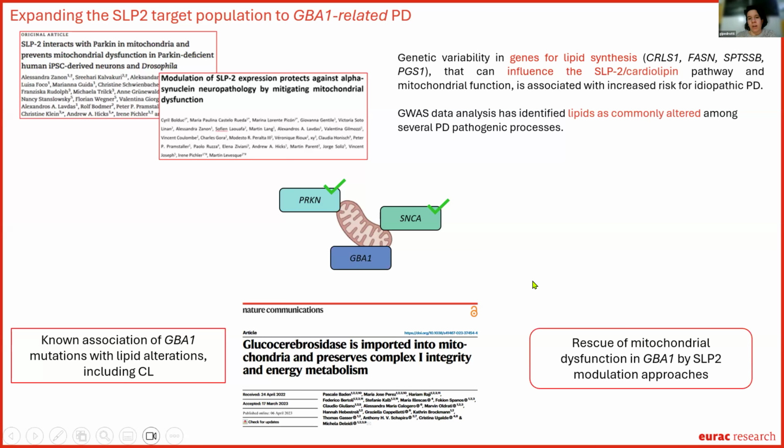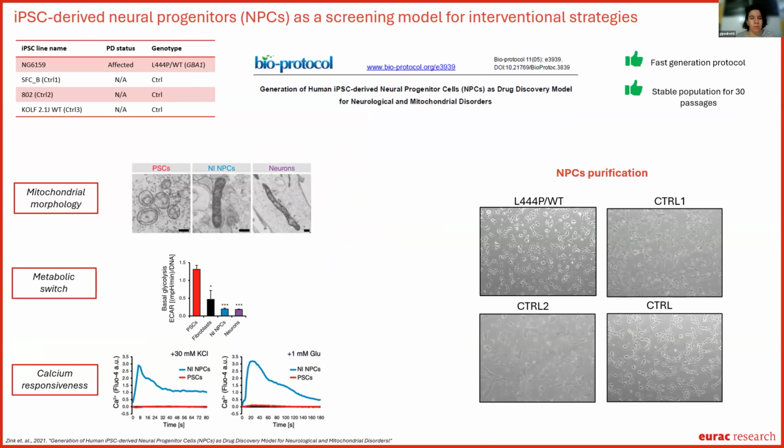So I will show some results on what we have done so far in this SLP2 modulation approach. To start, the model we are using are neural progenitor cells. For now, I've been working with a cell line with the L44P mutation derived from a patient. We want to use progenitors because you can think of them as a compromise: they present neuronal-like mitochondrial features and they are easier to handle.